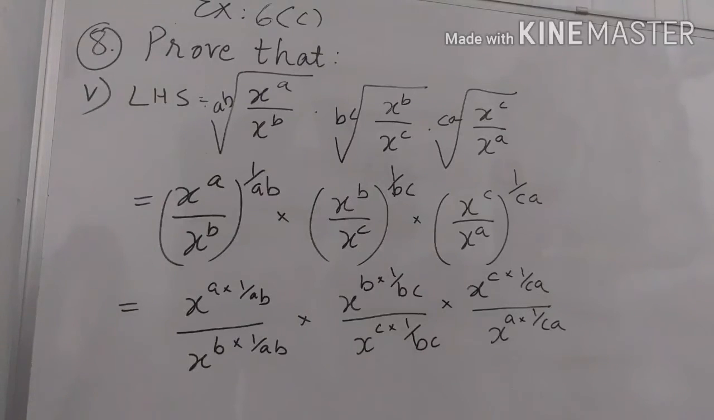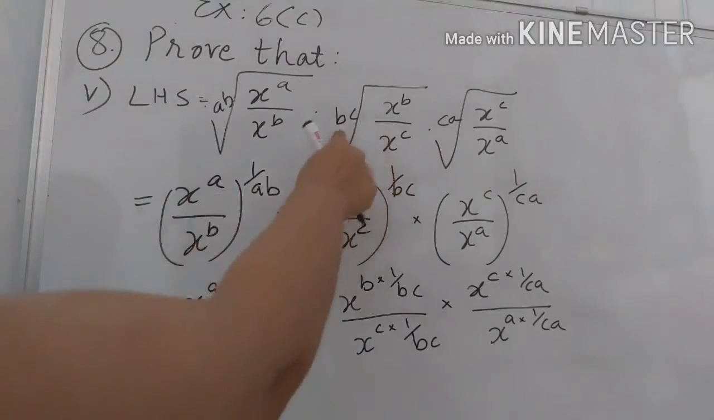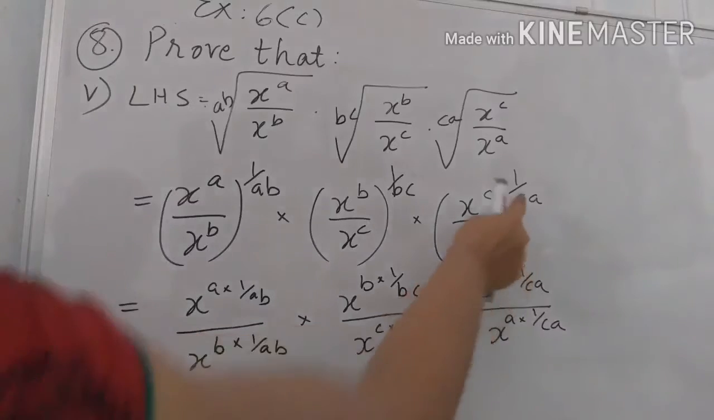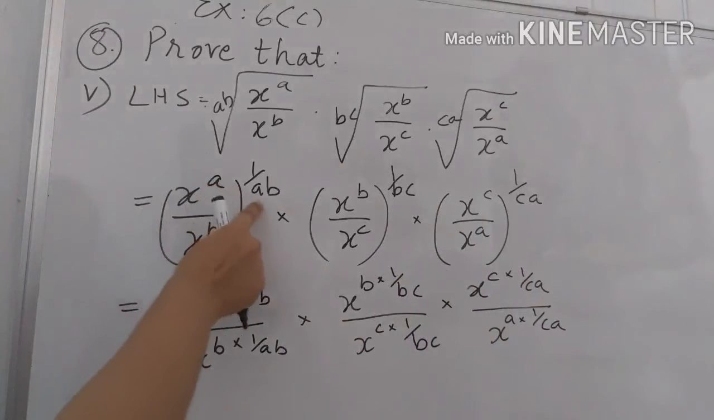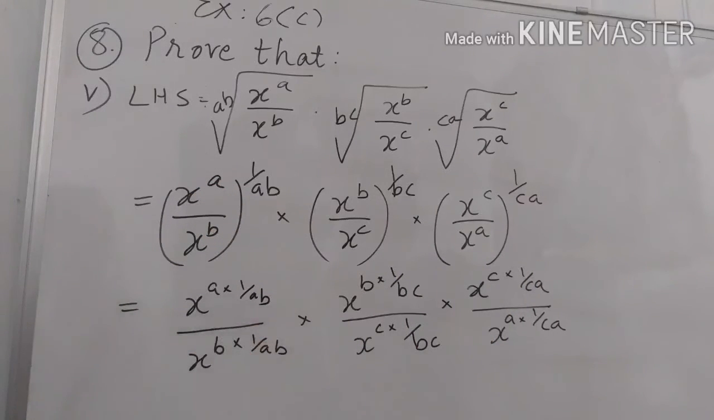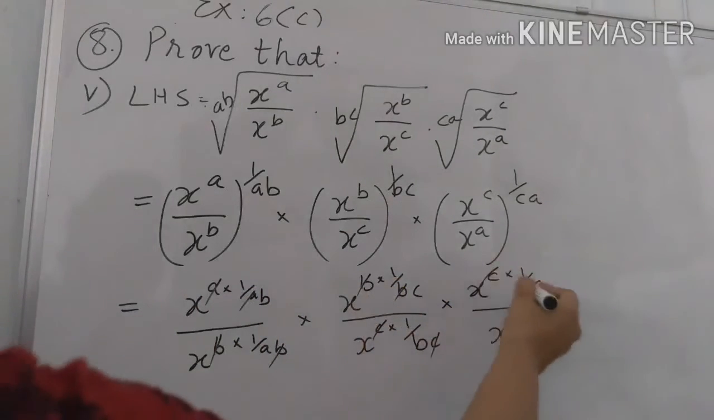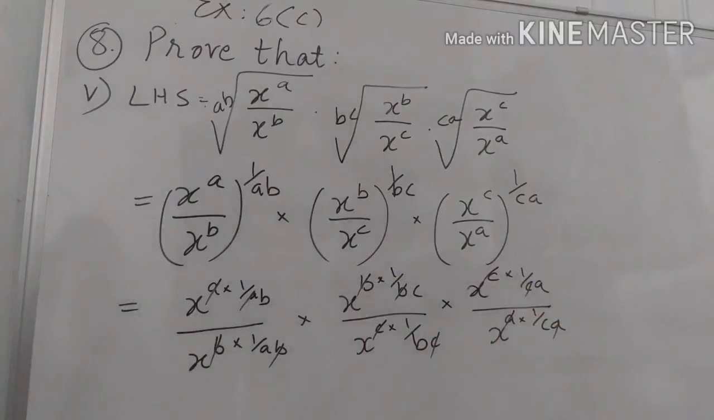This is the left hand side, and under root AB I have written as 1 by AB in the power. This is 1 upon BC in the power, and this is 1 by CA in the power. So this is taken separately, upside with power and in the denominator with power. Upside down as it is, B into 1 by BC, x raised to C into 1 by BC. Here also in multiplication. Now A gets cancelled, BB. Here also the terms which are to be cancelled we have cancelled.